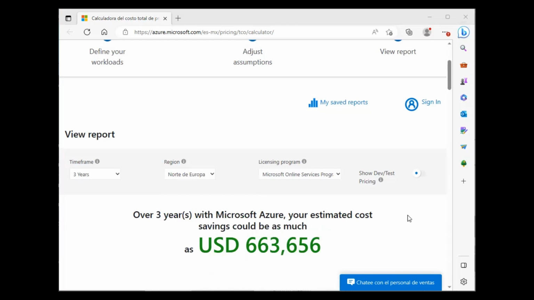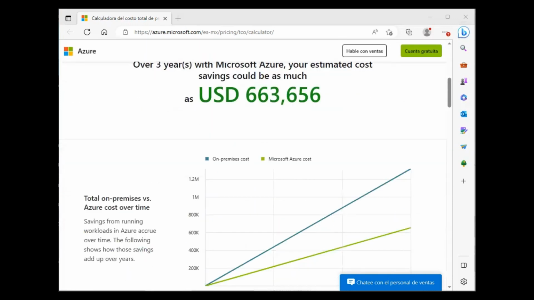Scroll to the summary at the bottom. You see a comparison of running your workload in the data center versus an Azure deployment. The process used might differ, but this is an example of the cost savings you're seeing.